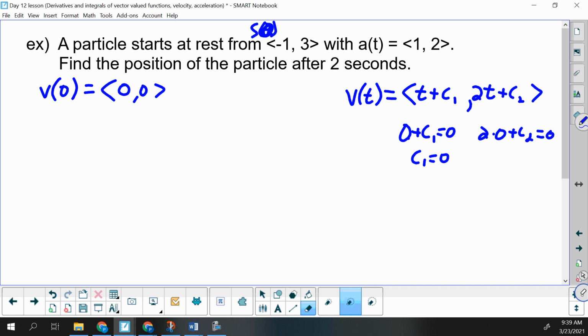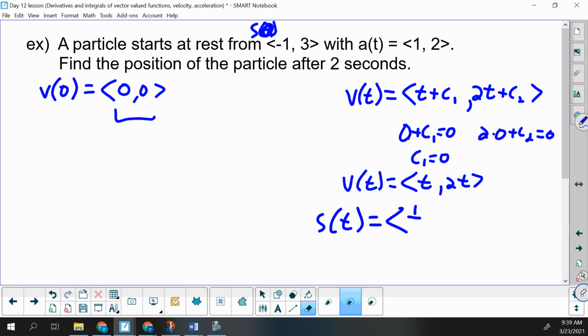And that's coming from subbing in the 0 for t, and then setting them each equal to 0, because that was our function. If this was v of 1 equals 3, 4, then we would have done 1 subbed in for t, and it would equal 3, 1 subbed in for t, and it would equal 4. So our velocity then is just t, 2t after we resolve our constants. For our position function, we'll do an antiderivative again. We'll have 1/2 t squared, and I'm going to use a different constant. We'll call it d1. And then we're going to have t squared plus d2.